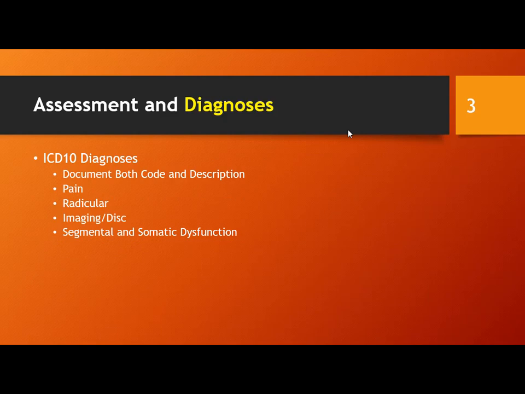For ICD-10 codes, you want to document both the ICD-10 code and the description. What you'll see in the program is it'll only have the description for you. You just find the description that you want and click on it. But in the actual SOAP note, it'll come up with both the code and description. To keep this simple, we don't need 68,000 plus codes. Just break it down into nice and easy. You've got pain codes, radicular codes, imaging and disc codes, and you've got our segmental somatic dysfunction codes.